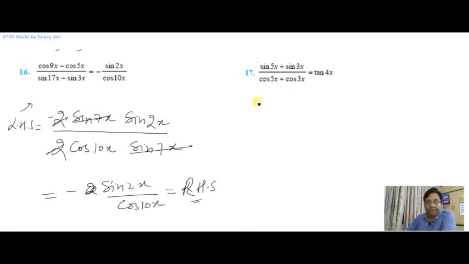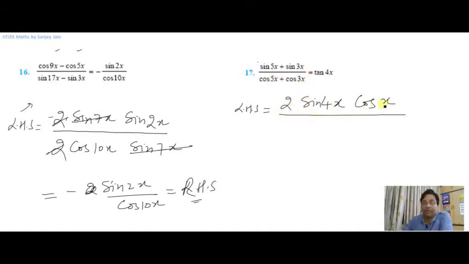In 17th question also we will apply CD formula. So let me take the left hand side. And what is the numerator? Sine C plus sine D. So it will be 2 sine C plus D by 2. C plus D is 8x, so by 2 4x. 2 sine C plus D by 2 cos C minus D by 2, which will be x. Because 5x minus 3x will be 2x, and divided by 2 will be x.